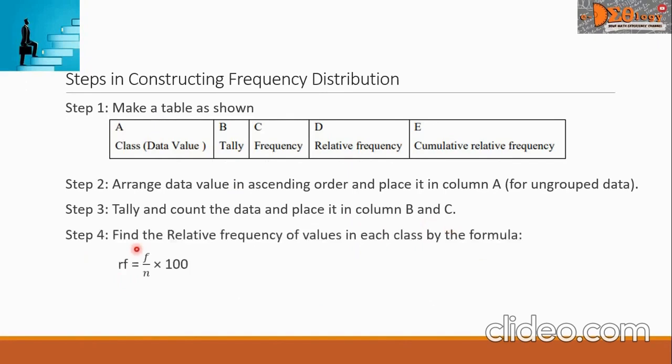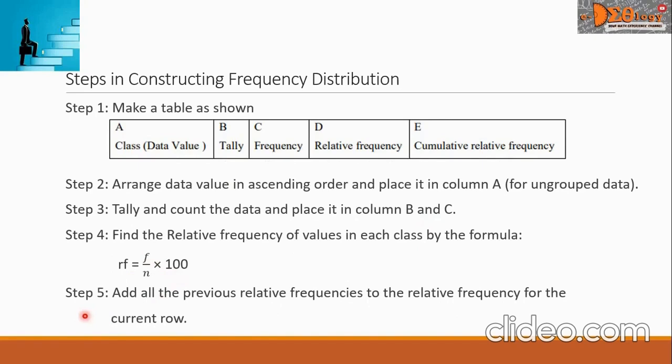Step 4, find the relative frequency of values in each class by the formula Rf equals f over n times 100. Step 5, add all the previous relative frequencies to the relative frequency for the current row.